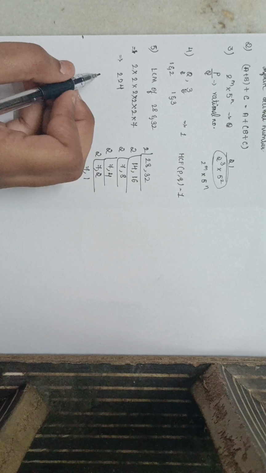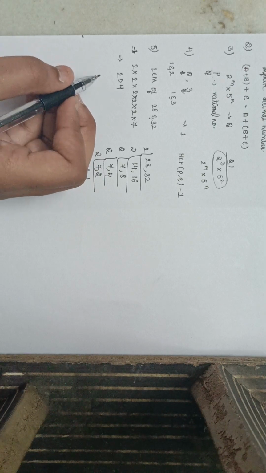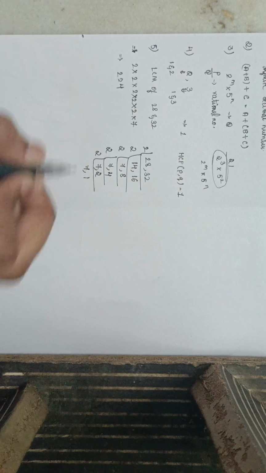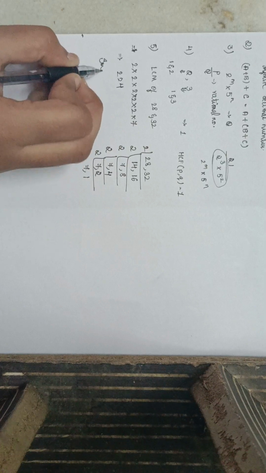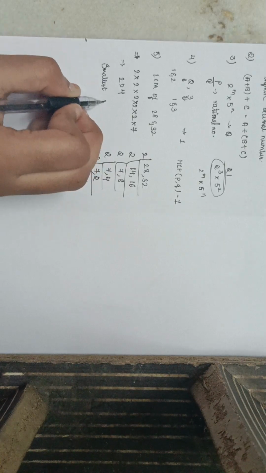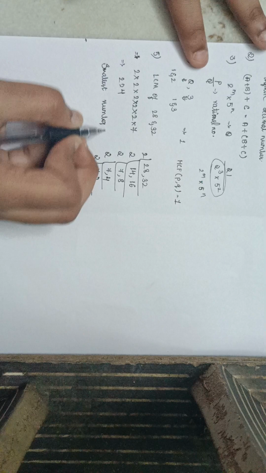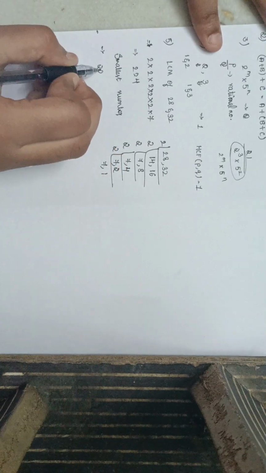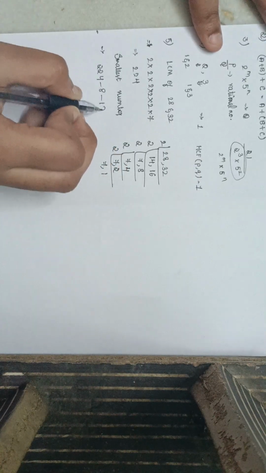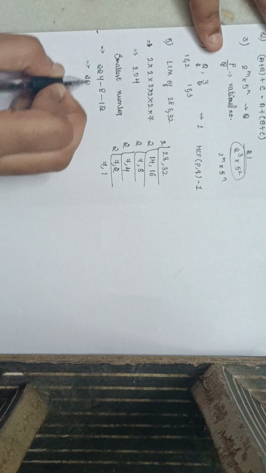So the smallest number which leaves remainders 8 and 12 when divided by 28 and 32 is 224 minus 8 minus 12. The answer is 204.